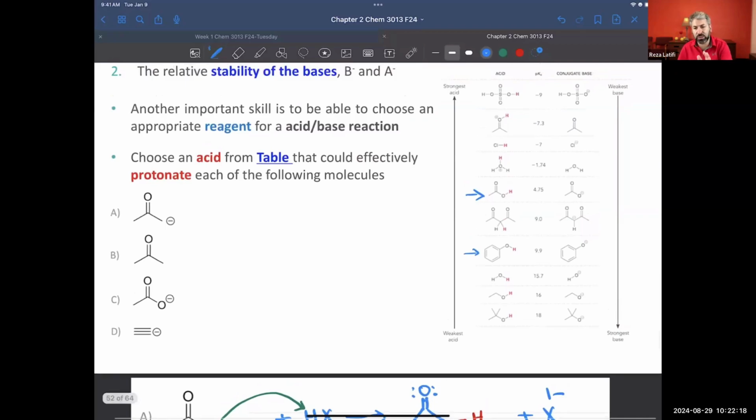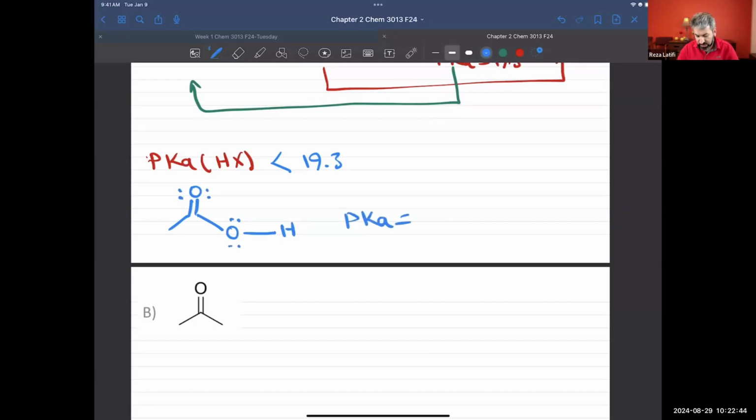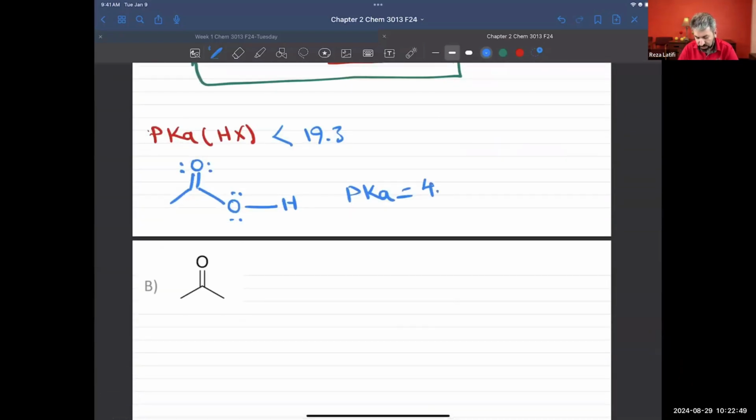Listen carefully. Anything from this table is acceptable, but let's have a big gap between 19 and the acid, and I'm going to use that one, the carboxylic acid. The acid that I'm going to use will be this. And the pKa for this acid is 4.75. I said any acid from that table is fine, but I'm going to just pick this one.